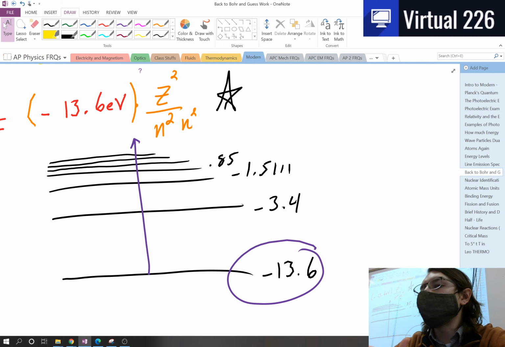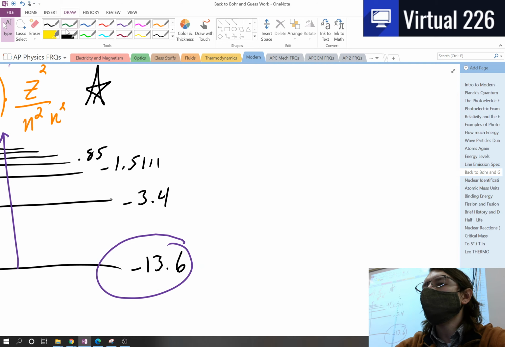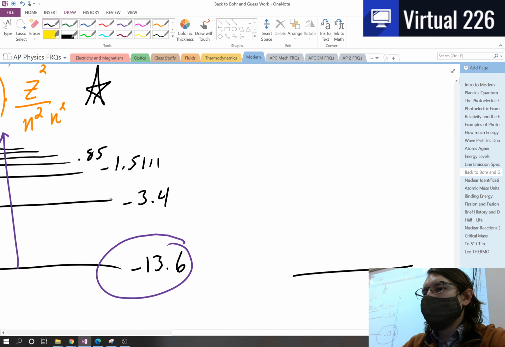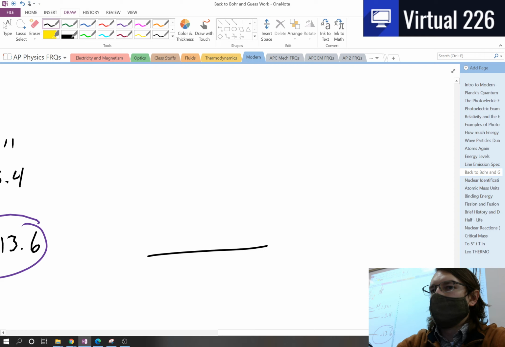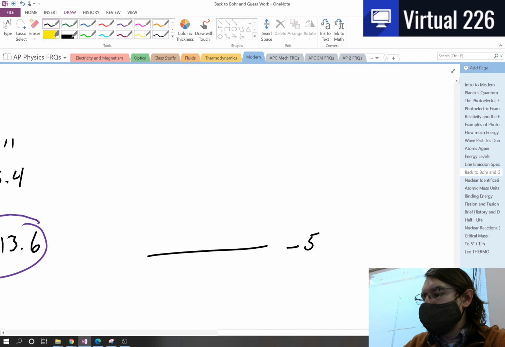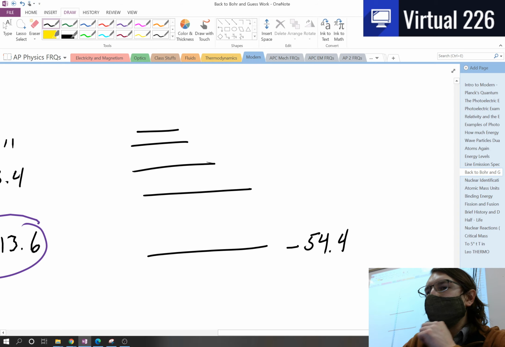If we did this for helium, very similar, but down here we'd have to have 13.6 times 2 squared, so that's 4. So our base level for helium would be negative 54.4. And then we'd start working our way up like that.